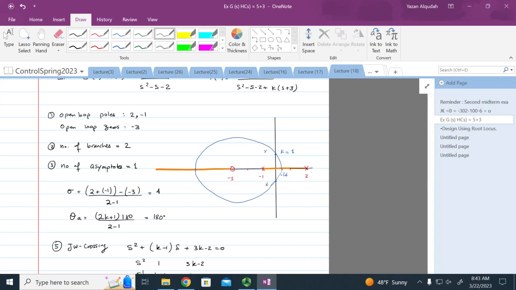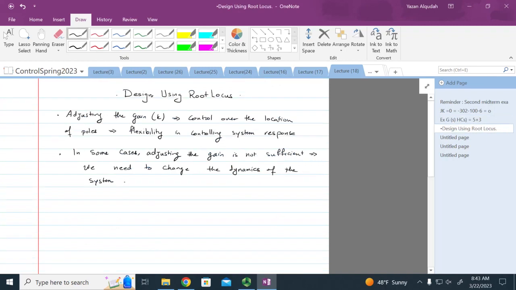What does that mean? I have to add poles and zeros so that I can change the shape of the root locus. And this is done through the controller. What the controller is going to do is change the shape of the root locus.